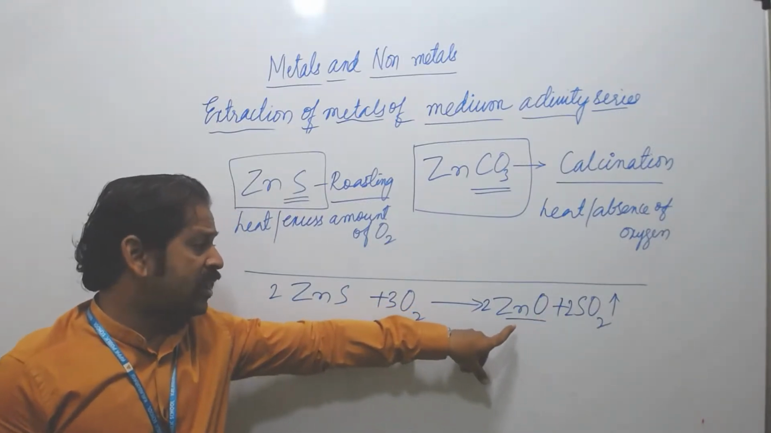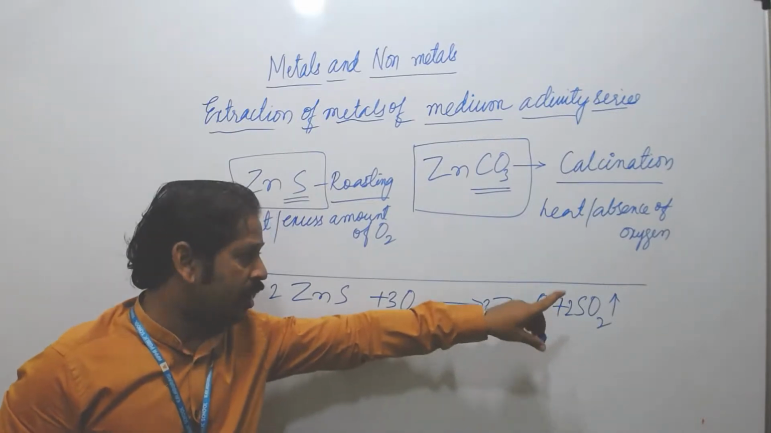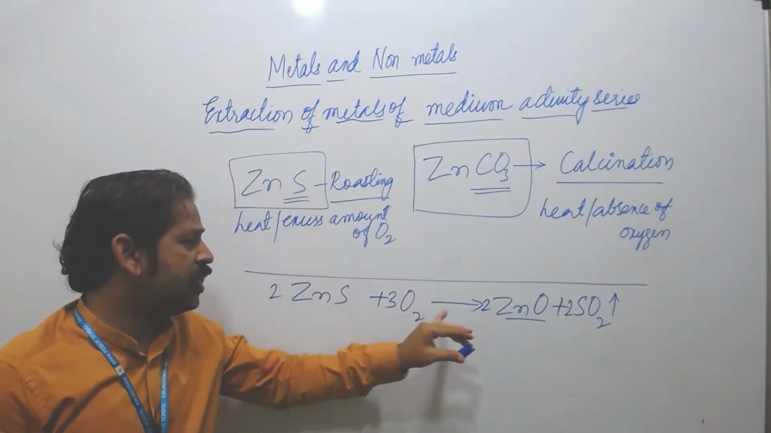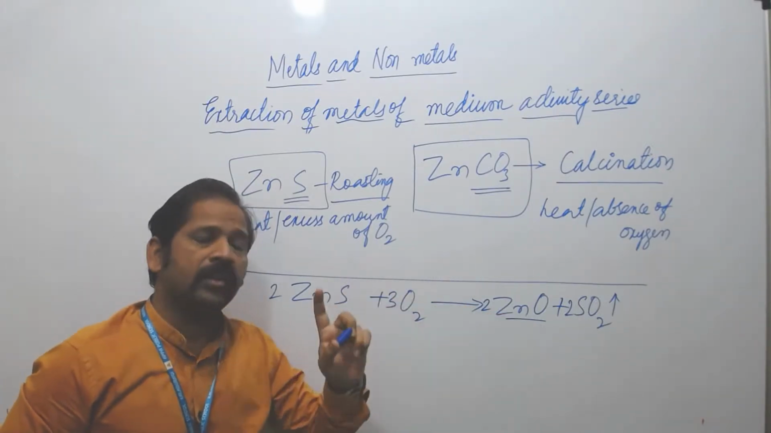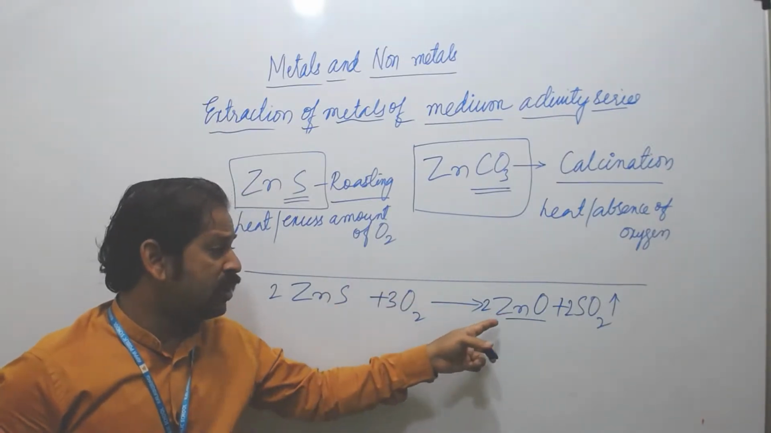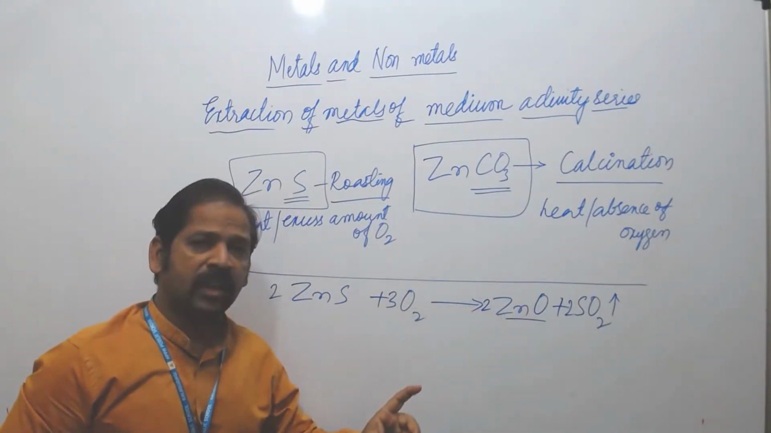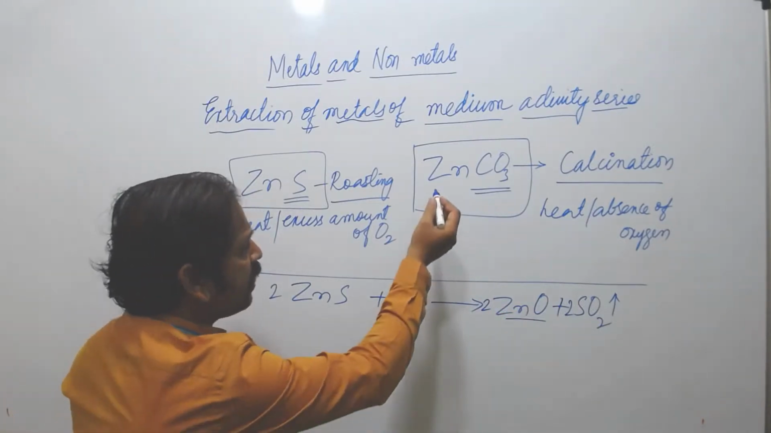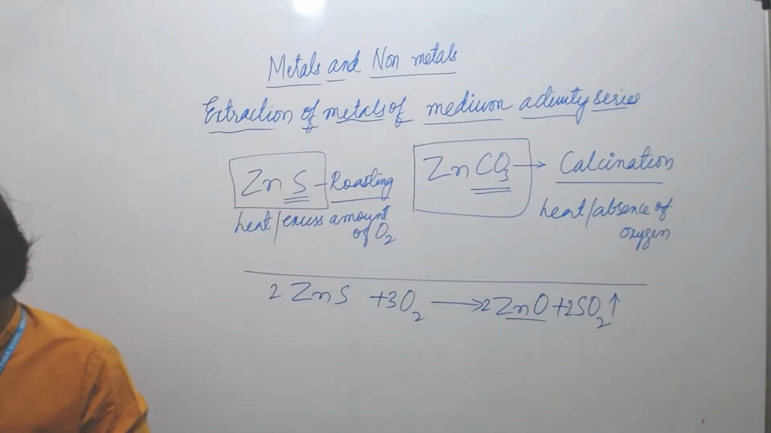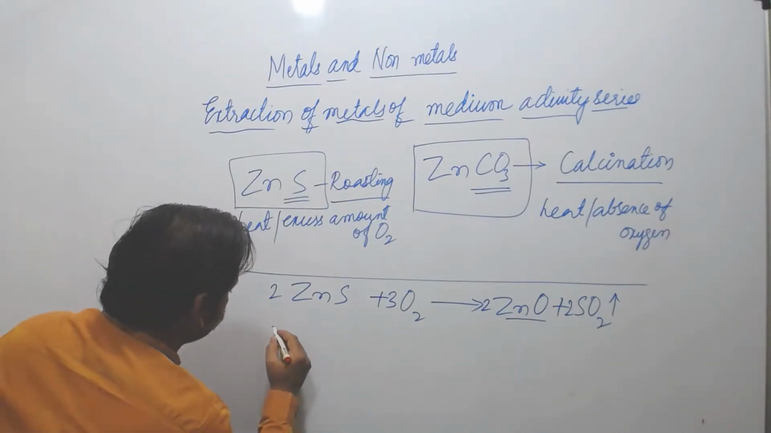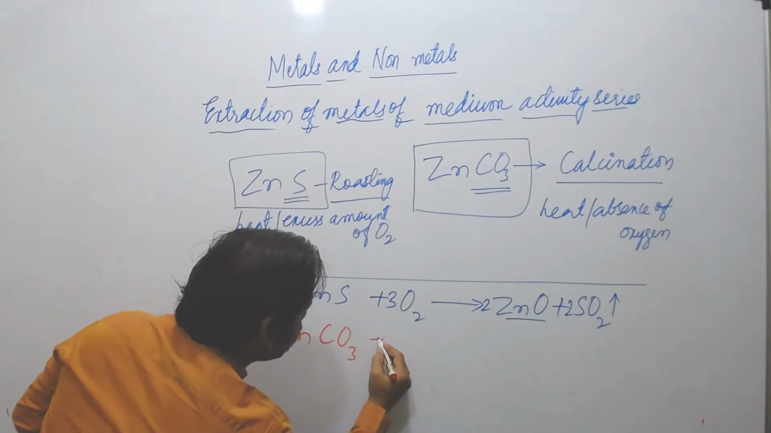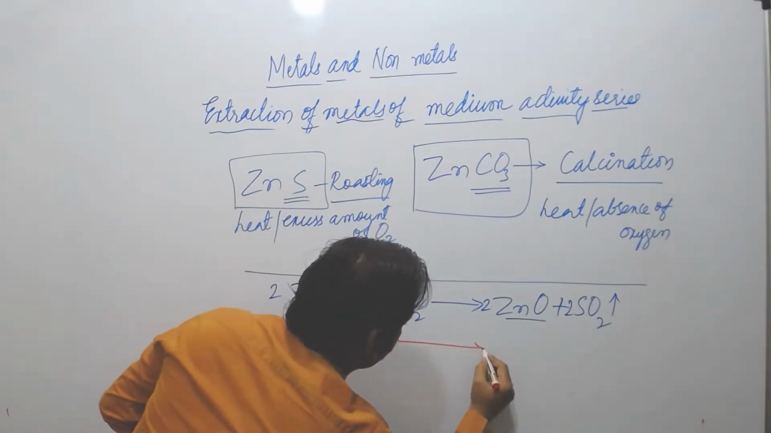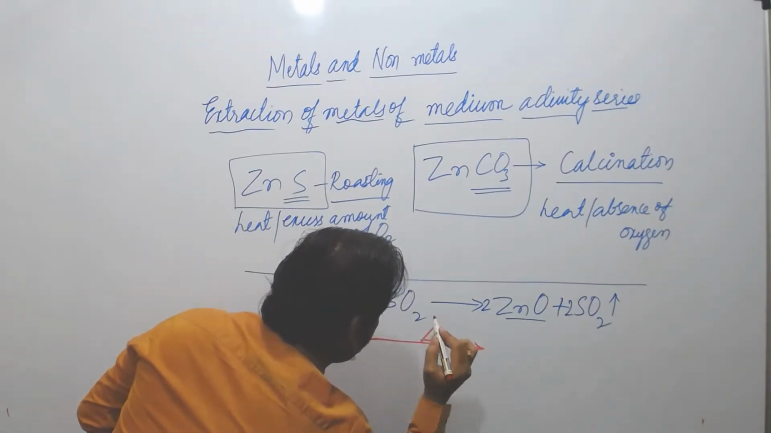Zinc sulfide has been oxidized to zinc oxide. Now we have to extract this material. We'll reduce this material from zinc oxide to zinc. Later on, we'll take directly zinc carbonate. Zinc carbonate, directly you have to heat it.